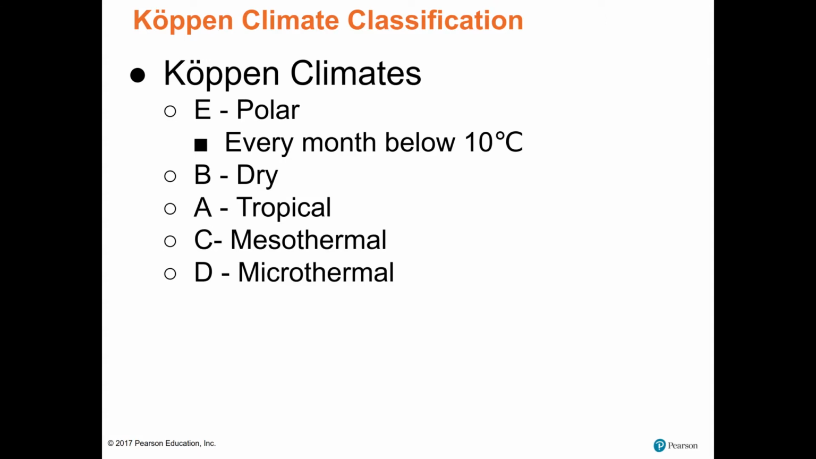So the first thing you ask when you're classifying climates is, is every month below 10 Celsius? If it is, it's some sort of polar climate. You've identified the general climate type. Then you have to figure out what type of actual polar climate it is. If every month isn't below 10, then you go to the next.